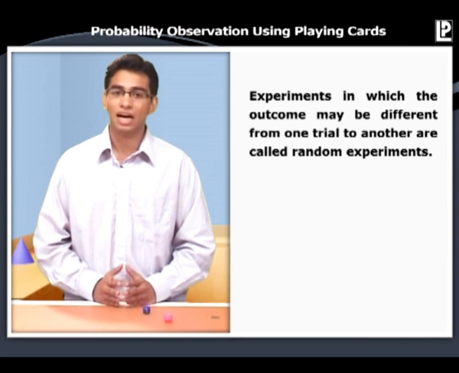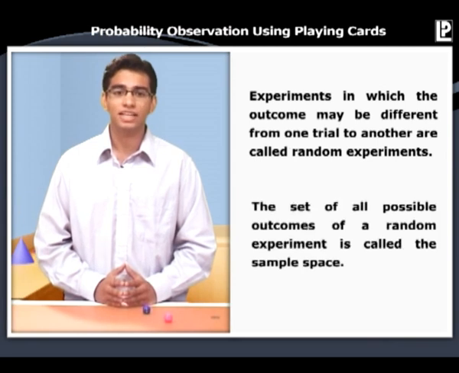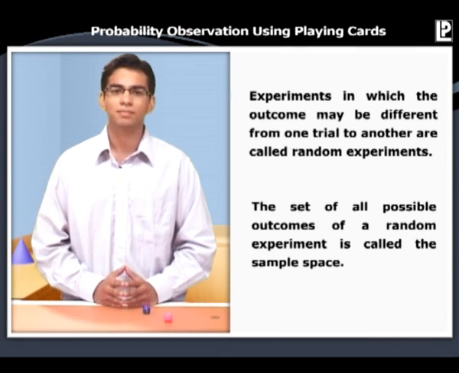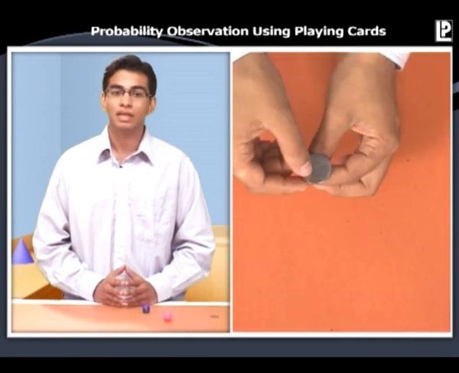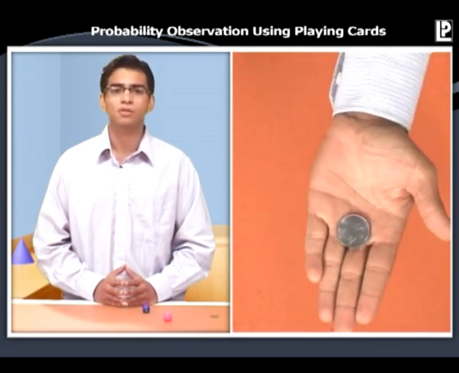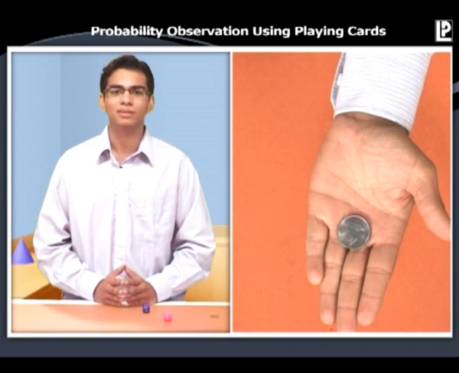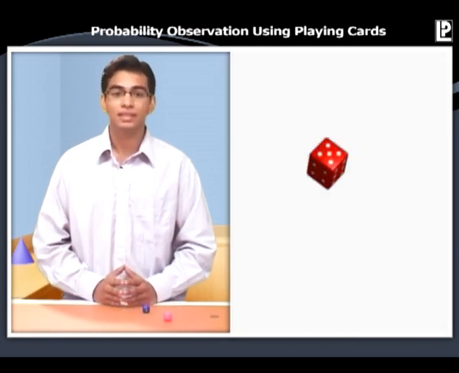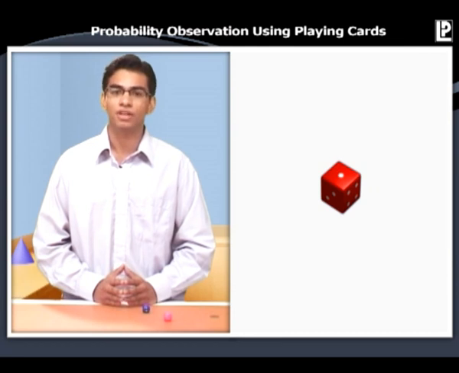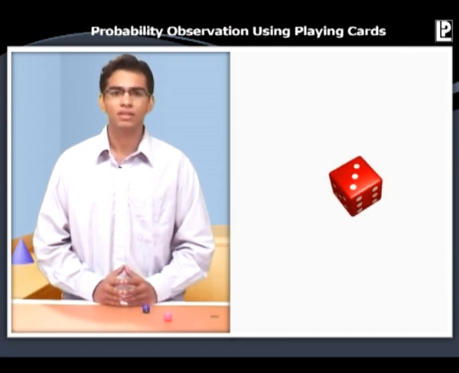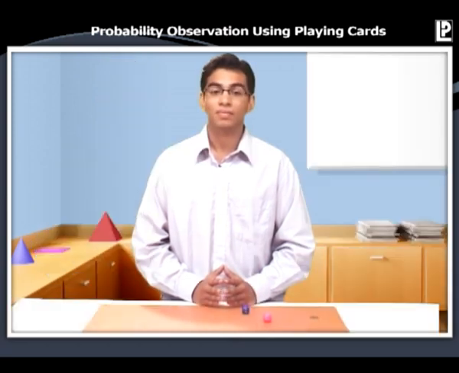Experiments like these, in which the outcome may be different from one trial to another, are called random experiments. The set of all possible outcomes of a random experiment is called the sample space. In the experiment of tossing a coin, the sample space has two elements, head and tail. In the experiment of tossing a die, the sample space has 6 elements, the numbers 1, 2, 3, 4, 5, and 6.